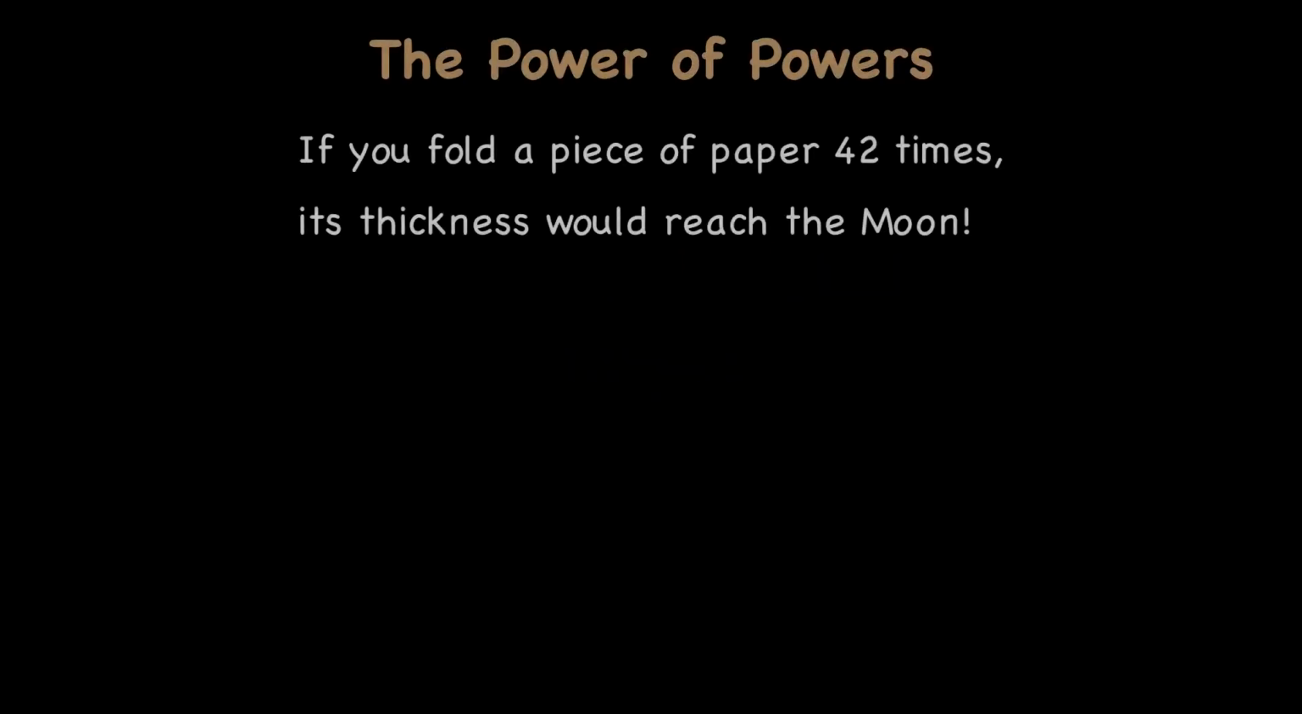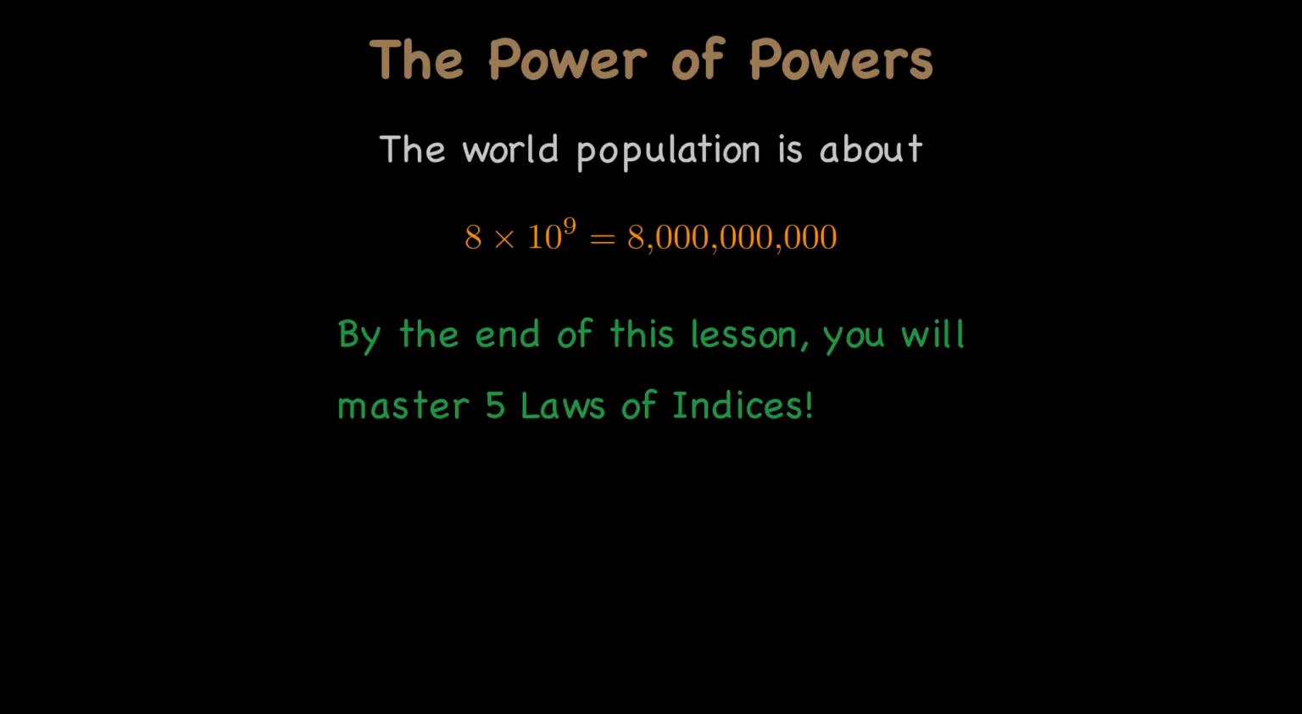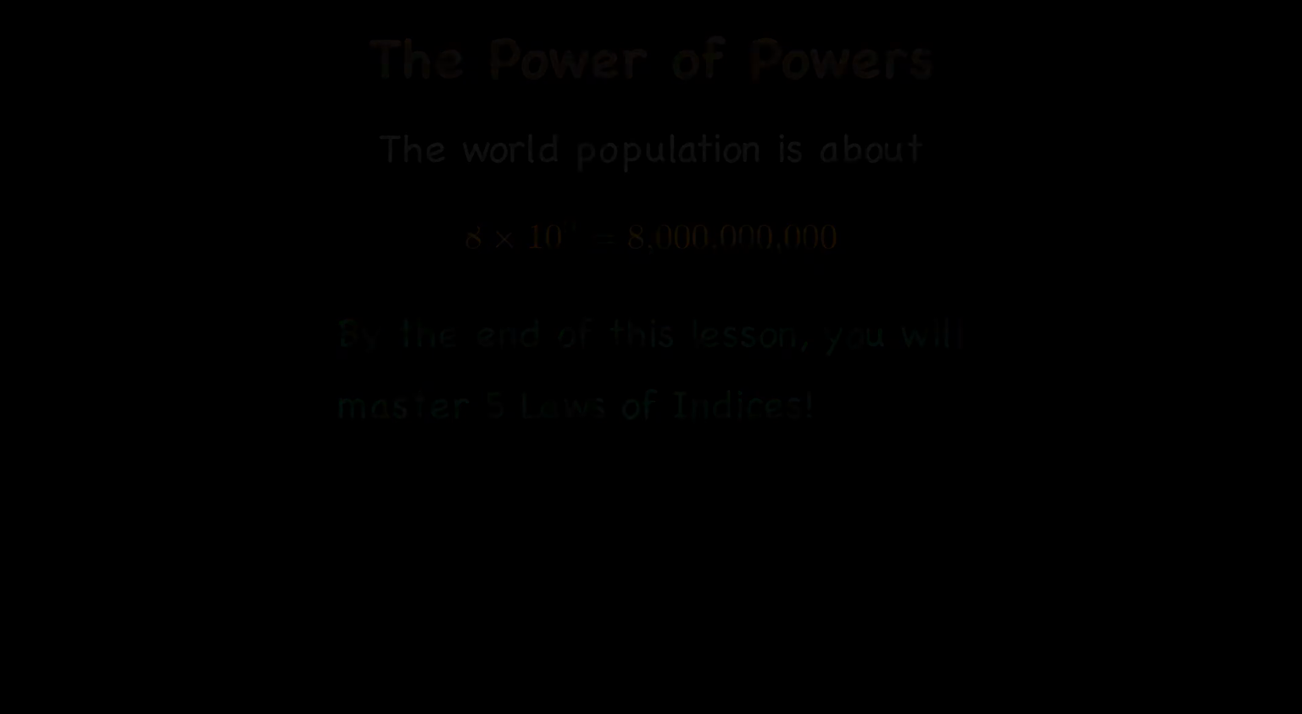Did you know? If you could fold a piece of paper 42 times, its thickness would reach the moon. That is 2 to the power of 42, roughly 4.4 trillion layers. The world population is about 8 times 10 to the power of 9, or 8 billion people. Indices let us write massive numbers in a compact way. By the end of this lesson, you will master 5 laws of indices that make working with powers easy.